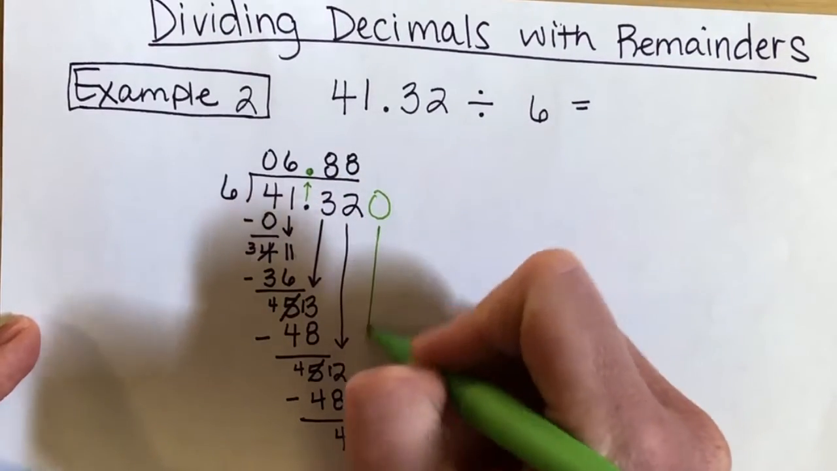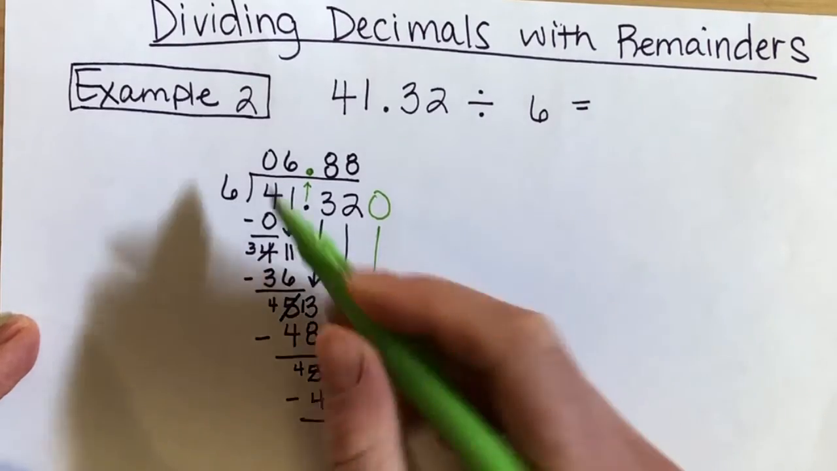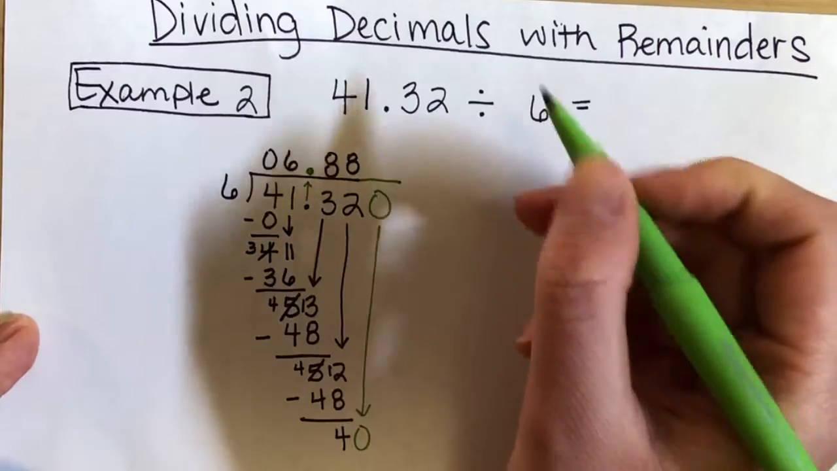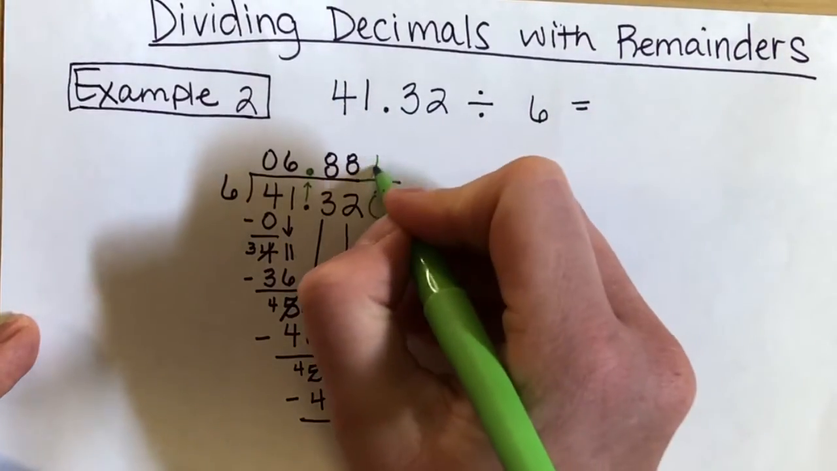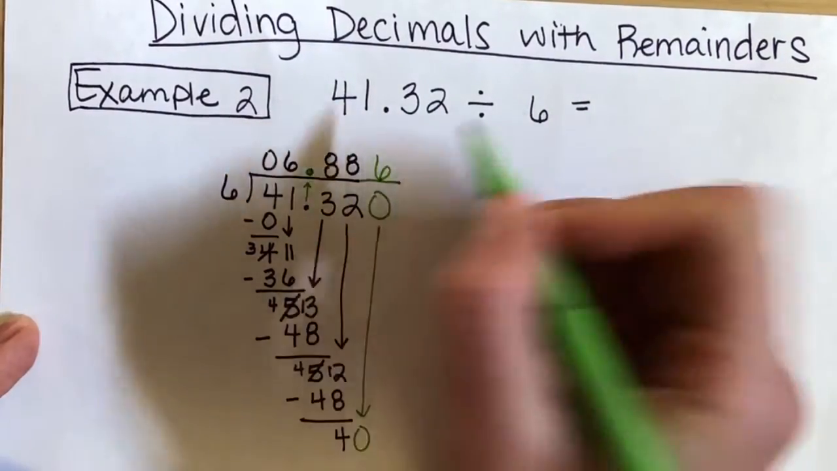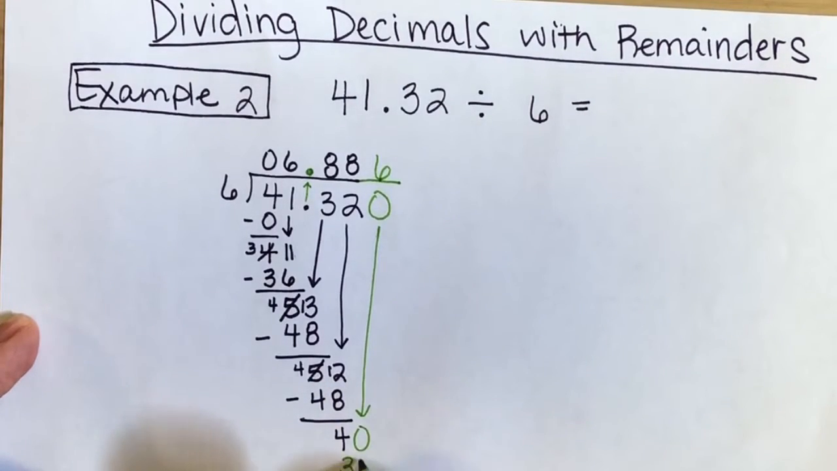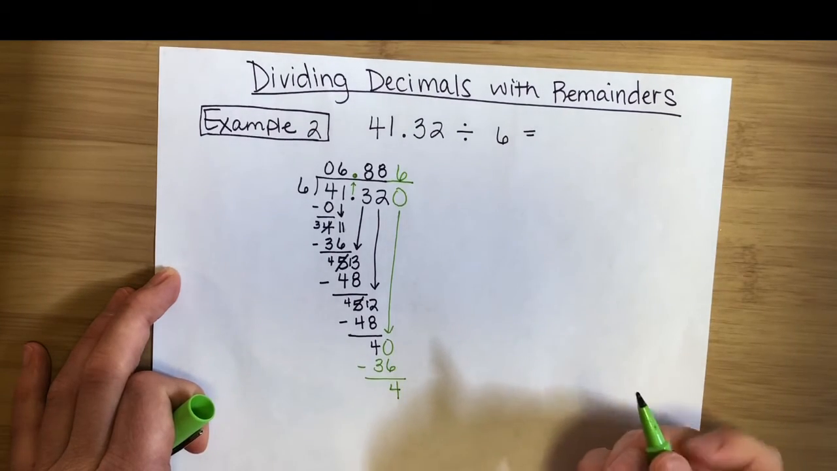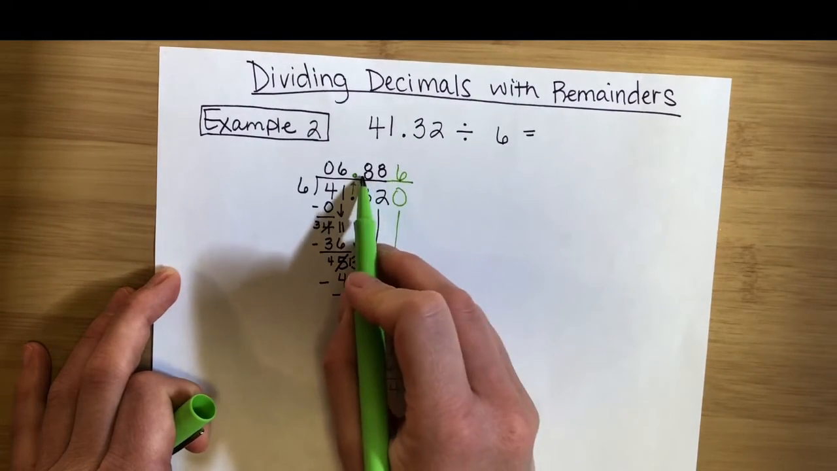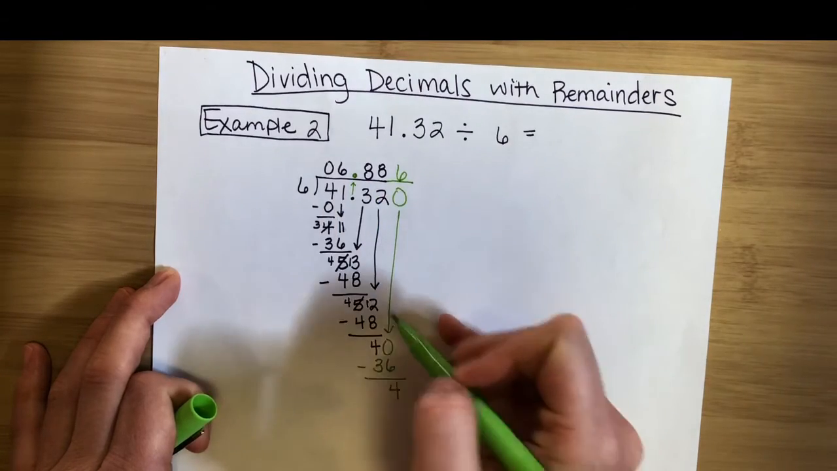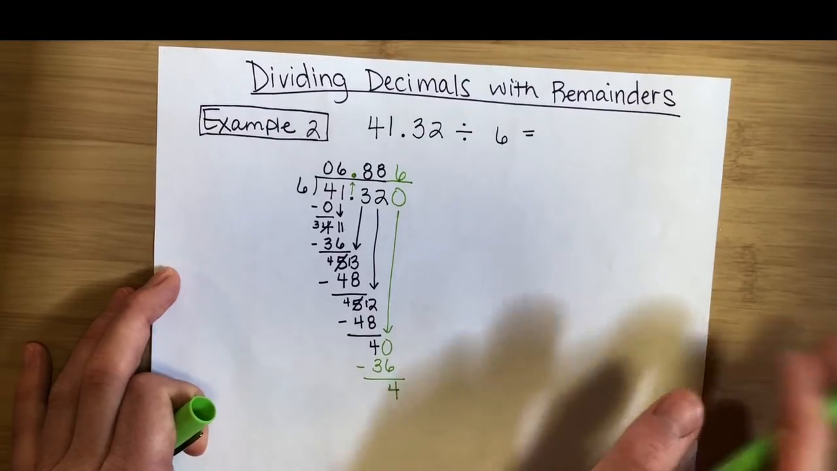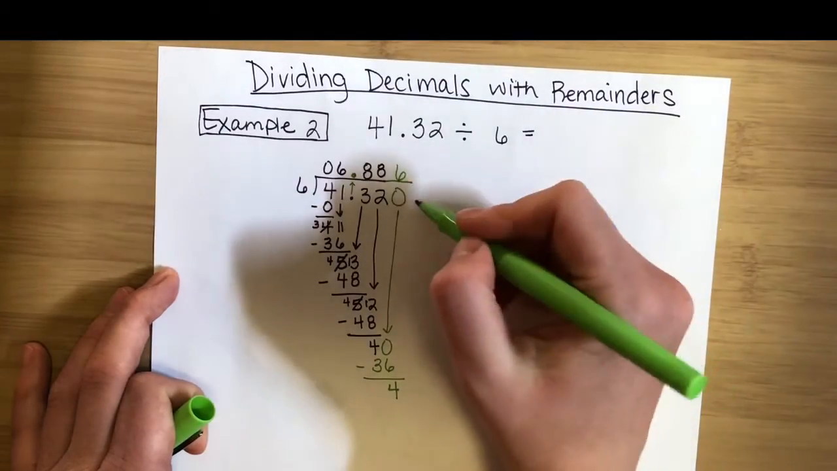So I put that 0 there, I bring the 0 down. 6 can go into 40. I'm going to extend my box. 6 can go into 40 6 times. 6 times 6 is 36. 40 minus 36 would be 4. And now I have 3 numbers past my decimal. So I don't need to do anything else with that 4. I can just leave it alone. And I know that might feel weird to do that, but it's done, because otherwise I'd add another 0.